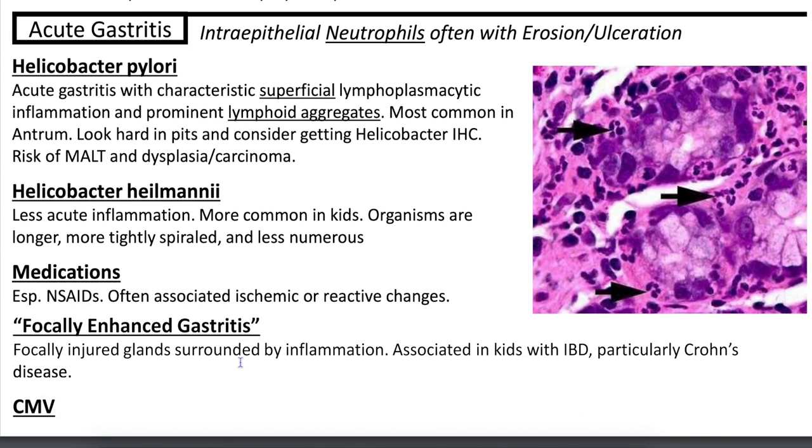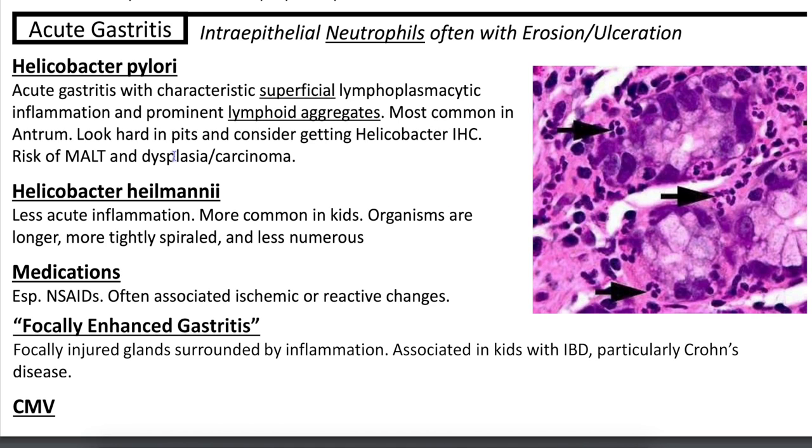Acute gastritis pattern is when you have intraepithelial neutrophils, often with erosion or ulceration. You want to think about Helicobacter pylori. This is acute gastritis with characteristic superficial lymphoplasmacytic inflammation and prominent lymphoid aggregates. It's most common in the antrum, and you want to look hard in the pits and consider getting H. pylori IHC. Also, H. pylori likes to be in the mucin, kind of the schmutz, so also look in the schmutz in the pits. And there is a risk of MALT lymphoma, which is a subtype of marginal zone lymphoma, CD5, CD10 negative.